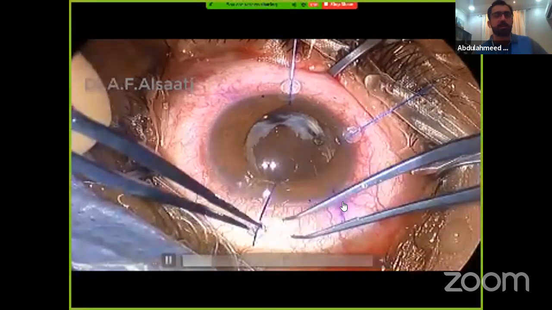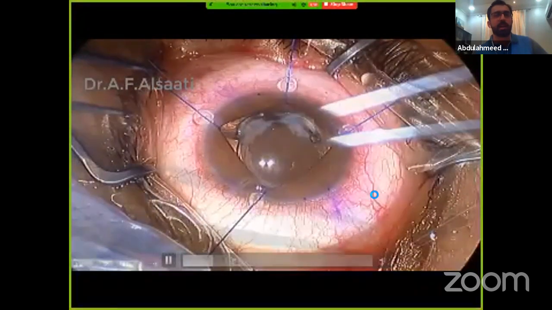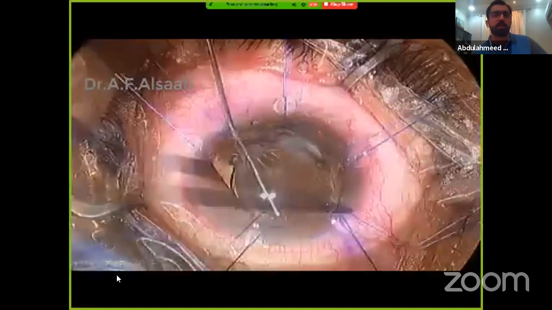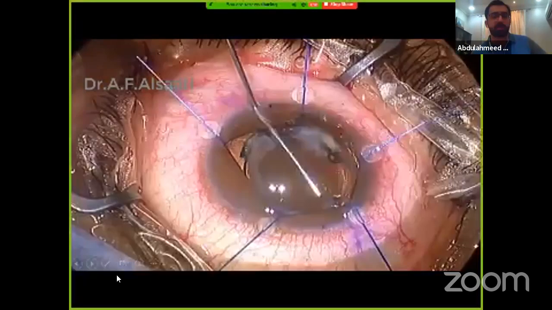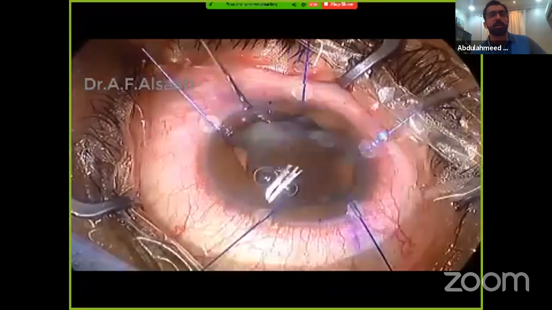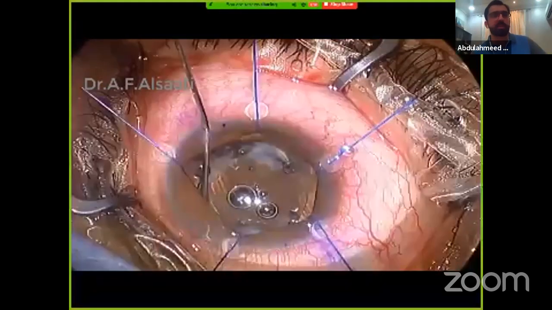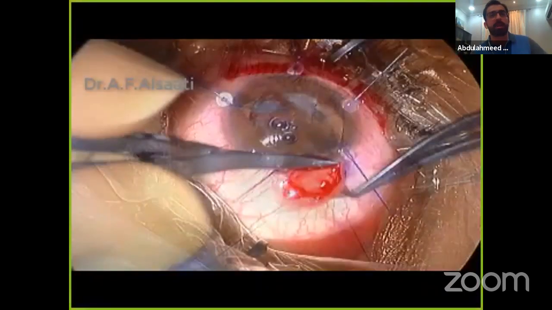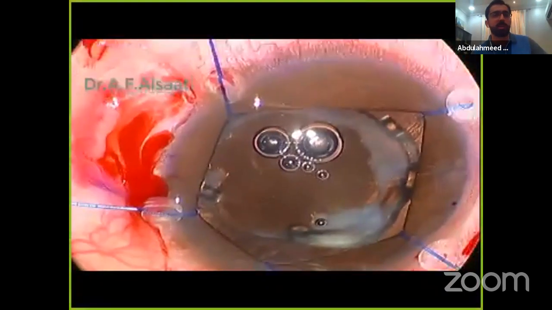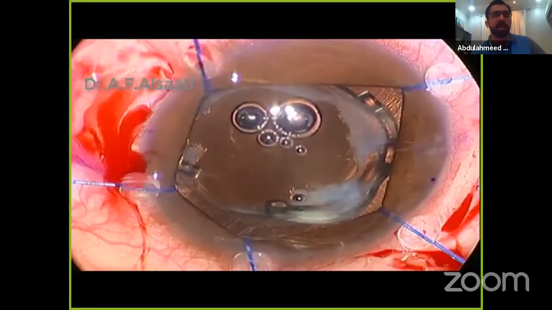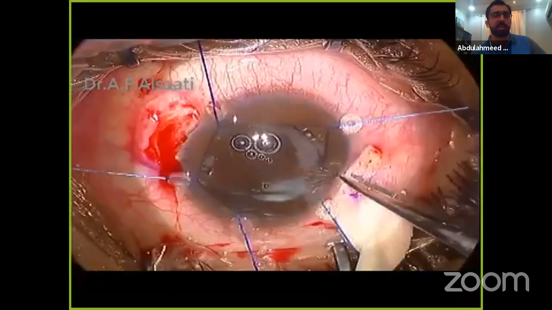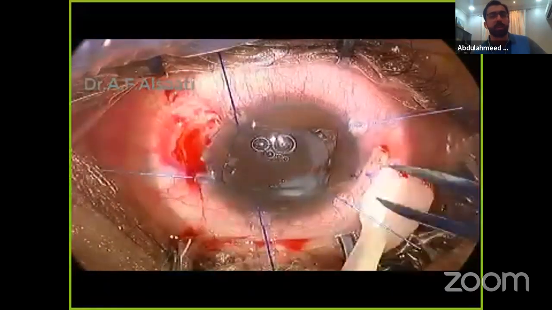So after, as you can see in the video, introducing the iris hooks, as Dr. Tariq said, first we tried to release the contraction using viscoelastic from under the fibrotic capsule, but the IOL wouldn't nudge. You can see some folds at the back, showing how much tension the bag was under due to that capsule.